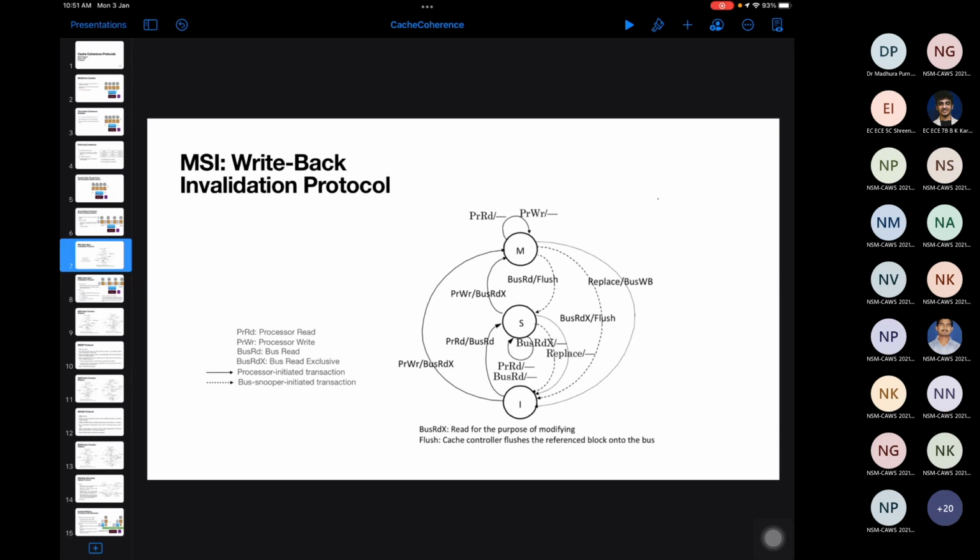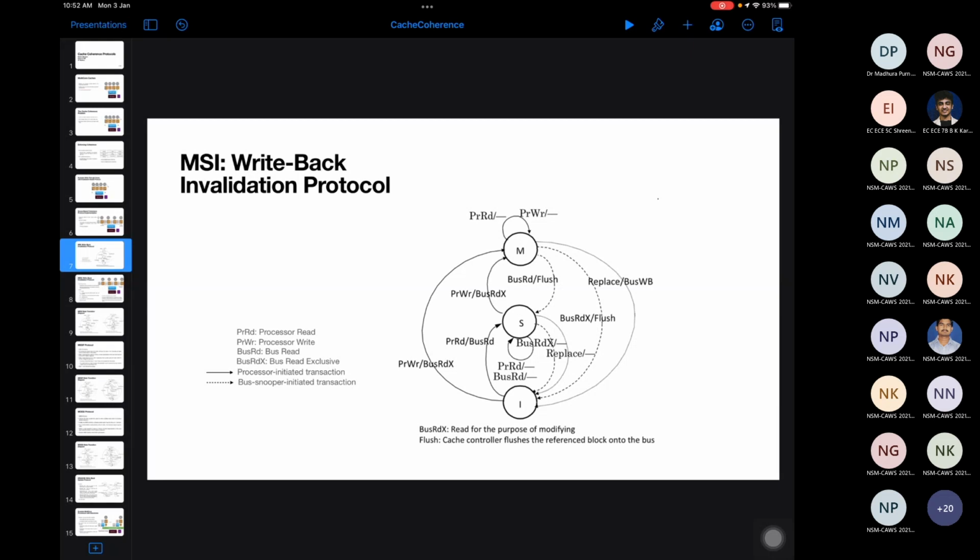But for example, if core 1, instead of a read operation, wants to perform a write operation, it is going to place a processor write transaction, and processor write indicates that no one else should have a copy after this core performs the write. That's the reason why it places a bus read X signal. There is a difference between bus read and bus read X. Bus read means other cores can keep the data as it is. But bus read X means if the other cores have the data in a shared state or whatever, or even modified, they have to invalidate, so that the requester has exclusive permission. Bus read exclusive is the semantics of bus read X.